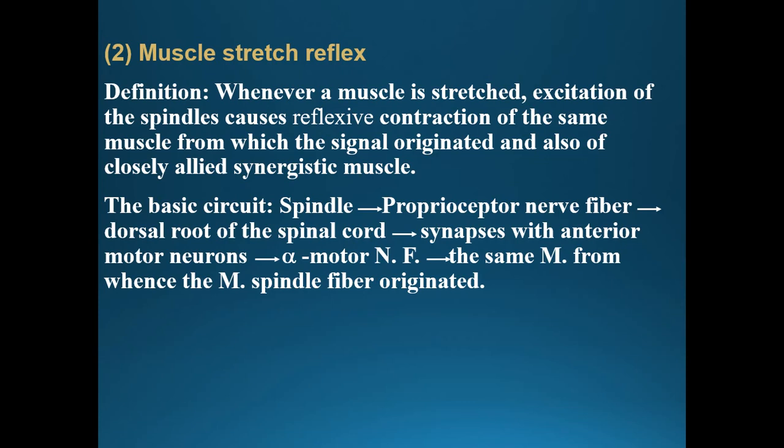In detail, the basic circuit: spindle, to the proprioceptor nerve fibers and to the dorsal root of the spinal cord in sequence, to the synapses with anterior motor neurons, to the alpha motor neuron of the same muscle from which the spindle fibers originated.